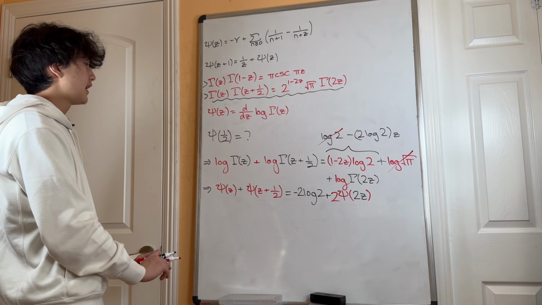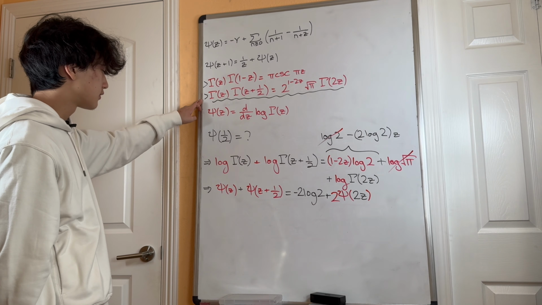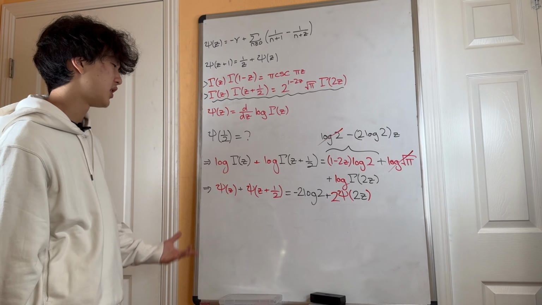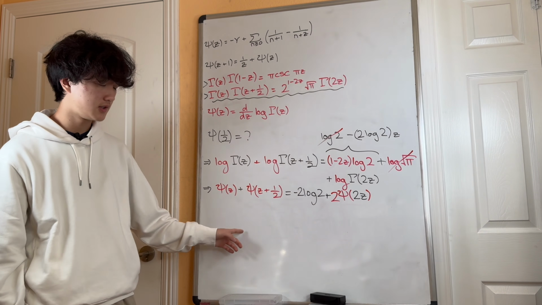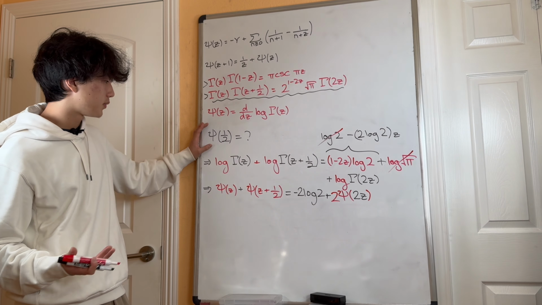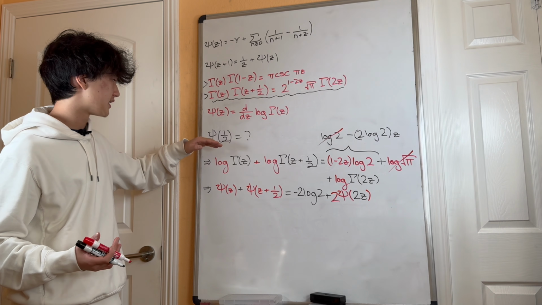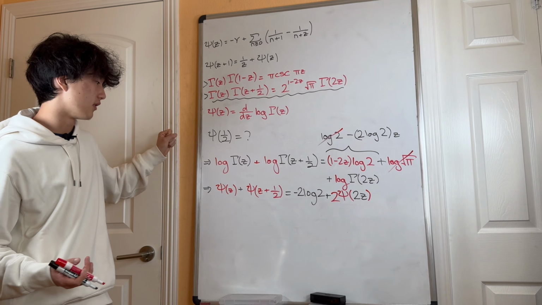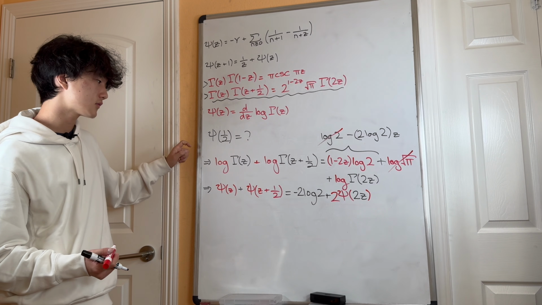So we now have the analog of the Legendre duplication formula in terms of the digamma function, but we don't see this quite often. So we're just going to plug numbers in and then eventually get digamma of 1/2. So how do we do that?